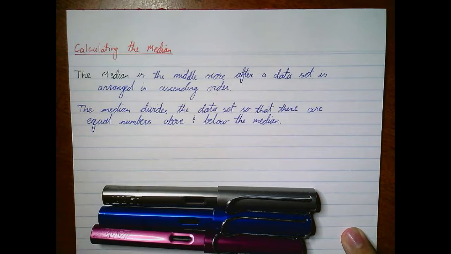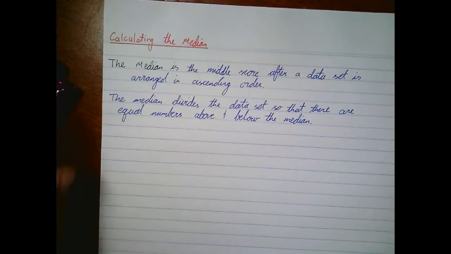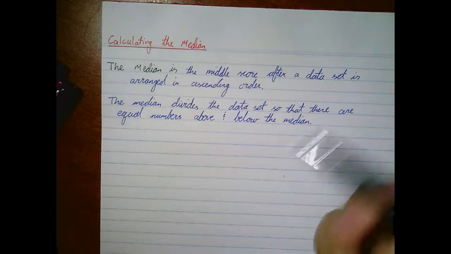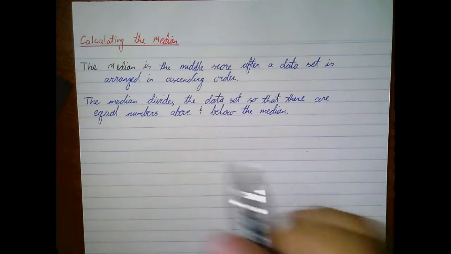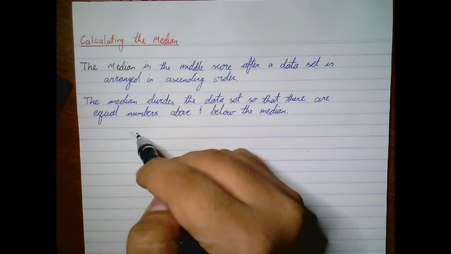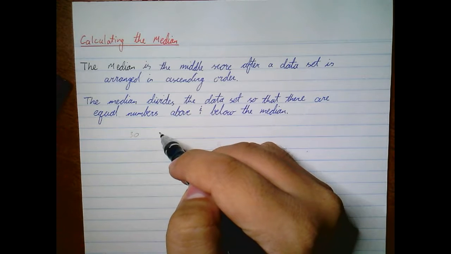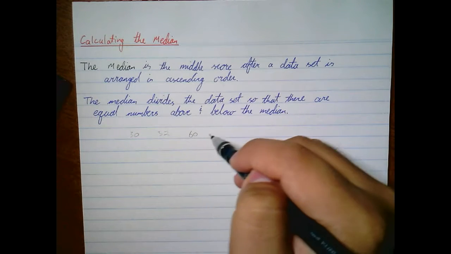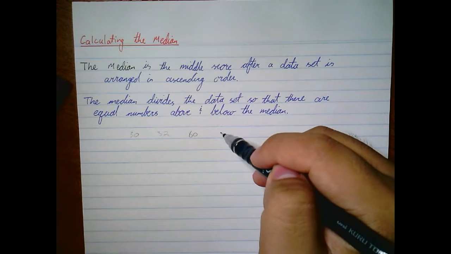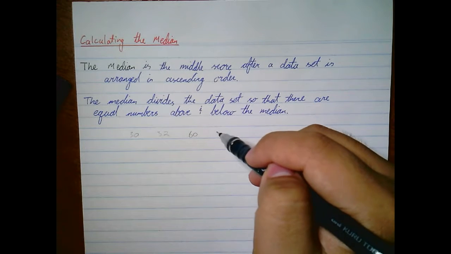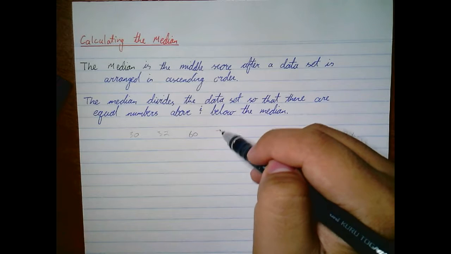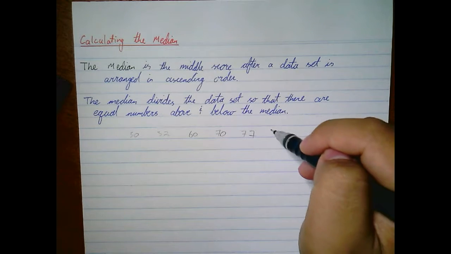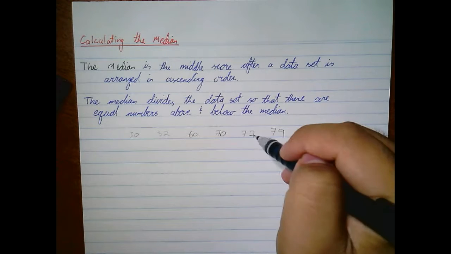So let's say we have a bunch of tests, and let's say we have 5 test results. Let's say someone got 30%, someone got 32%, someone got 60%, somebody got, we'll say, 70%, and then 77, and then 79.